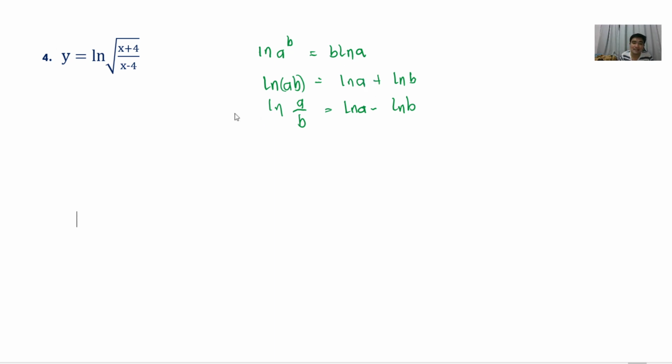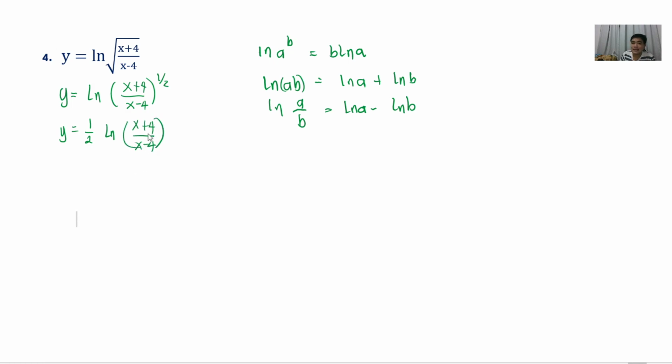So, i-apply natin dito sa ating solution para mas mapapadali. Diba class, this can be rewritten as y equals ln of x plus 4 all over x minus 4 raised to 1 half. So, I can rewrite that one class as 1 half ln of x plus 4 all over x minus 4.